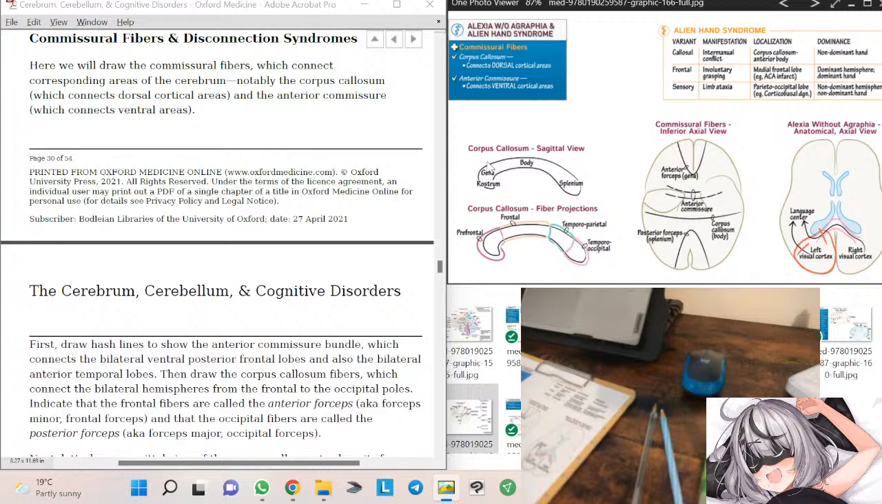First, draw hashed lines to show the anterior commissure bundle, which connects the bilateral ventral posterior frontal lobes and also the bilateral anterior temporal lobes. Then draw the corpus callosum fibers, which connect the bilateral hemispheres from the frontal to the occipital poles.